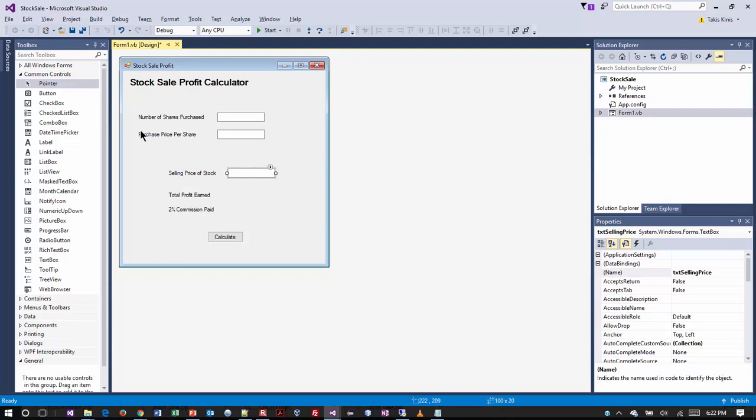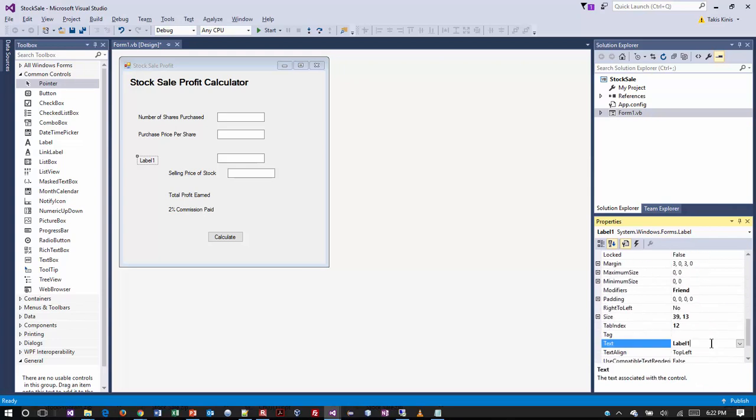Once again, we're going to need another label. I'm going to put that right here. And another text box. And I'm going to put that right here. May as well try to line it up right away. In this label, I'm going to put the text number of shares sold. I'm going to name the label LBL num of shares sold.